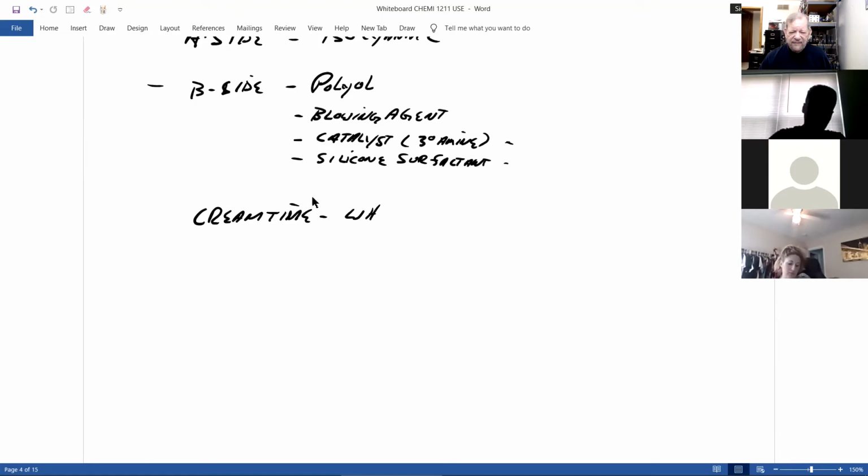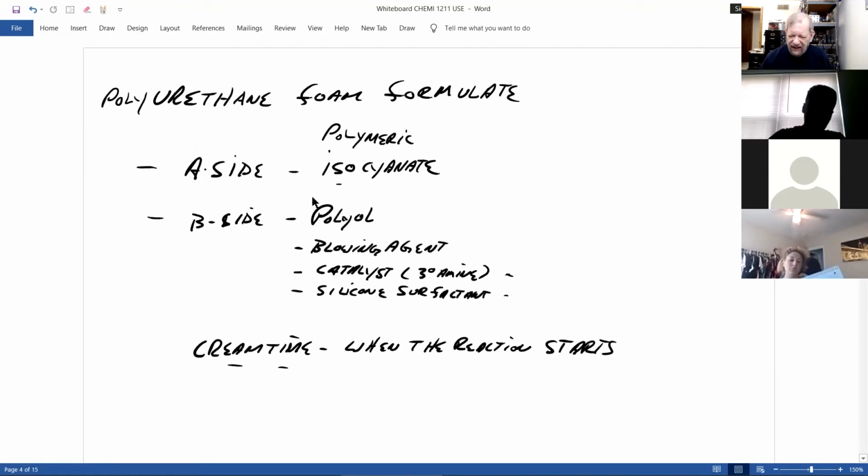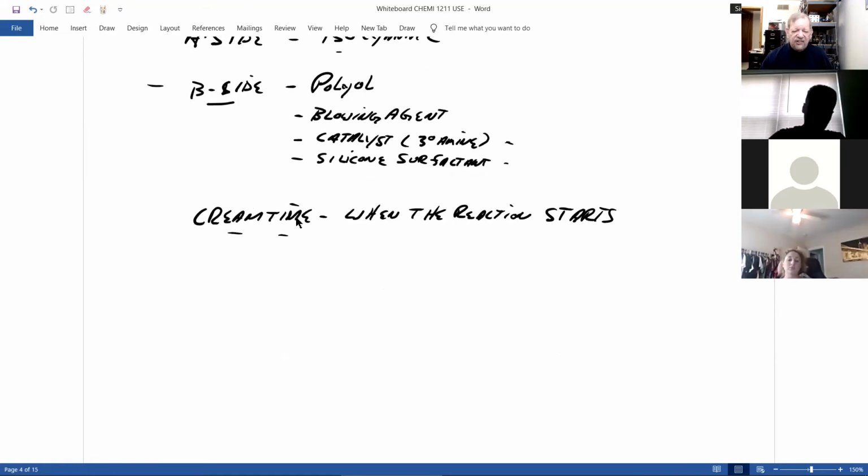And this is when the reaction starts. Now, why is it called cream time? This is my conjecture. If you look at when you're mixing it, the isocyanate for rigid foams is usually almost like black coffee, that color. The B side is very slight yellow or almost clear. When you mix them together and the reaction starts inside the cup you're doing it in, it looks like you've just poured milk into coffee or cream.